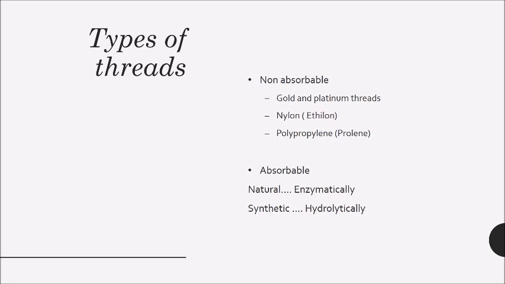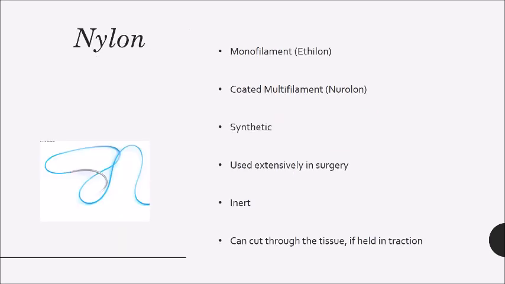According to absorption, the threads may be non-absorbable or absorbable. The non-absorbable ones, conventionally known to be gold and platinum threads, now well known are nylon and polypropylene threads. Starting with nylon, it's a monofilament and also a coated multifilament. It comes in two preparations. It is synthetic and has been used extensively in surgery. The most important property of it is that it's totally inert. Strong enough, if held in traction, it can cover.